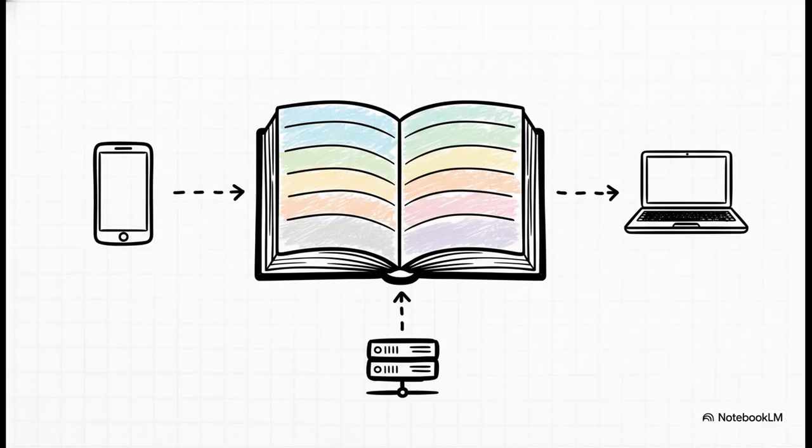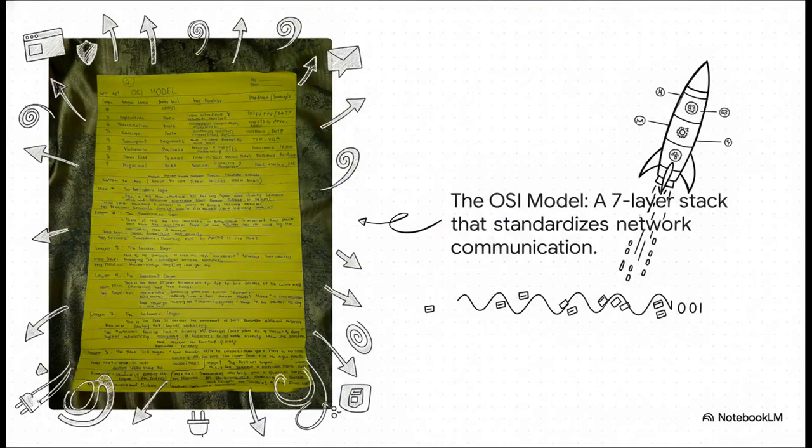Now, to make sure all of this works perfectly, it doesn't matter if you're on a brand new laptop or an old phone, the entire system follows a standardized set of rules. Think of it like a 7-layer instruction manual for data. It's called the OSI model. And the real beauty of the OSI model is how it takes this huge, complicated task of sending data and breaks it down into 7 smaller, much more manageable jobs. Each layer has one very specific thing to do, from dealing with the physical cables all the way up to the app you're looking at on your screen.